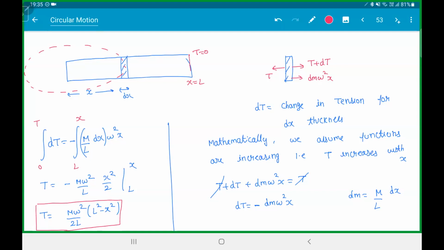Take a small piece. There are 3 forces on the small piece. Don't forget. One centrifugal force and 2 tensions. There is a tension due to the left part of the rod, and there's a tension due to the right part of the rod. And there's a centrifugal force on the small piece.